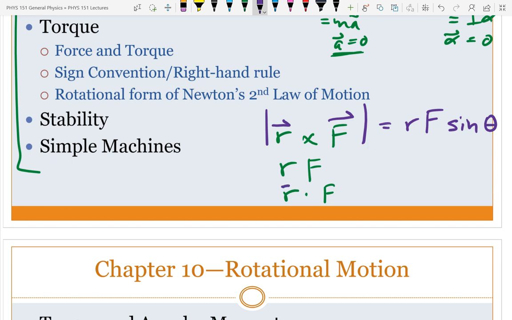The bottom one, if I put vector signs, it becomes a dot product. What's a dot product doing? Multiplying the parallel parts. And so the dot product is also called a scalar product because its answer is a scalar. It's not a vector. So I don't have to put absolute value signs. And it's equal to RF times cosine of the angle between the two.